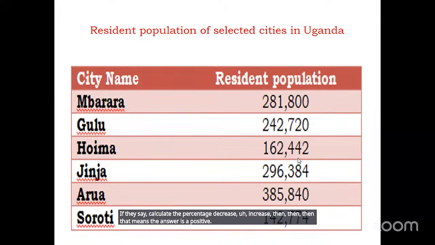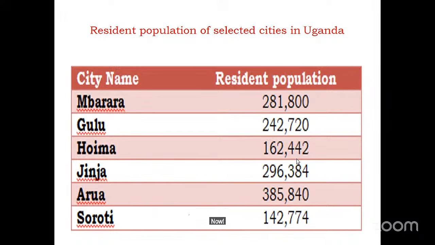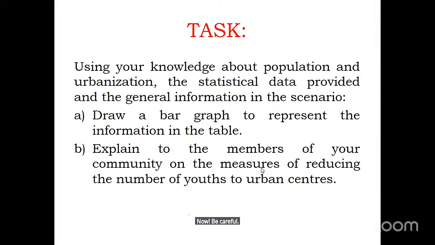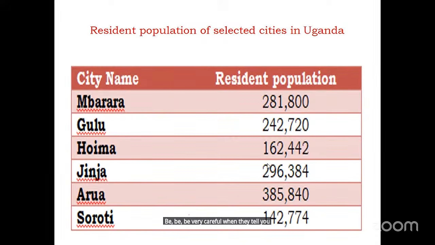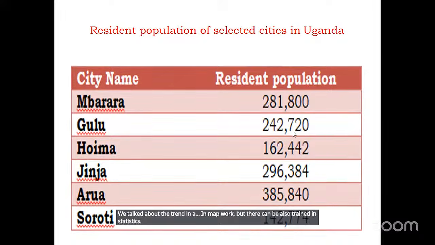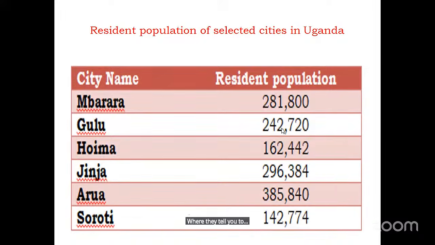Now, be careful. Be very careful when they tell you to describe the trend. We talked about the trend in map work, but there can also be a trend in statistics, where they tell you to describe the trend, and you are going to say from 19, assuming these are years, 1990, there was an increase or there was a decrease.